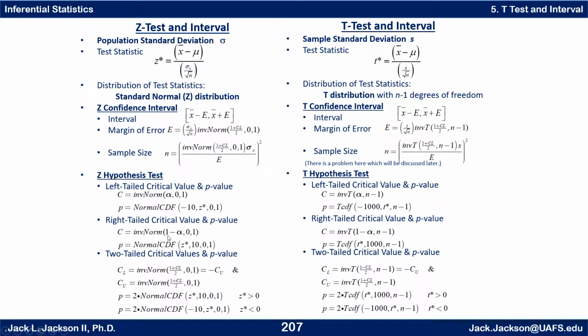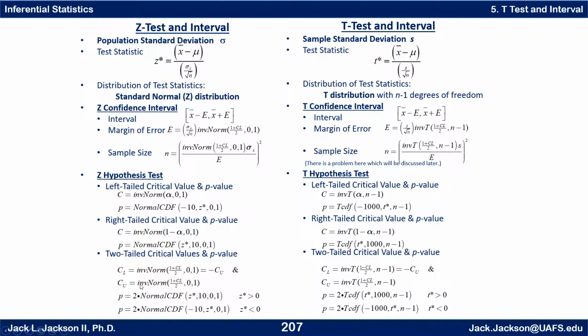Right-tailed, then the inverse norm is 1 minus alpha, so 1 minus alpha is the probability to the left, alpha is the probability to the right on a right-tailed. So same thing here, it's just an inverse t this time for the critical value. The p-value is just again a normal CDF from z star to, well, infinity, but we'll use 10, 0, 1, replaced by a t CDF, t star up to 1000, n minus 1. Replace the z star test statistic with the t star, replace normal CDF with t CDF.